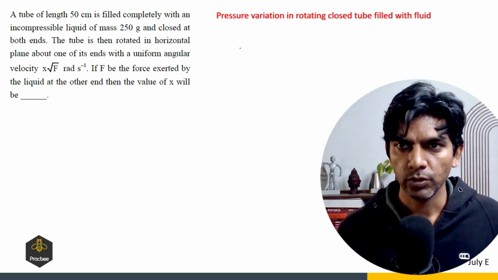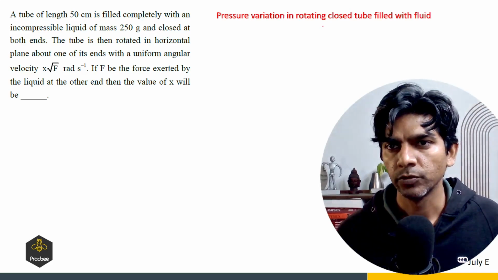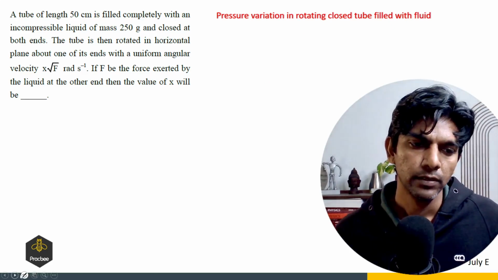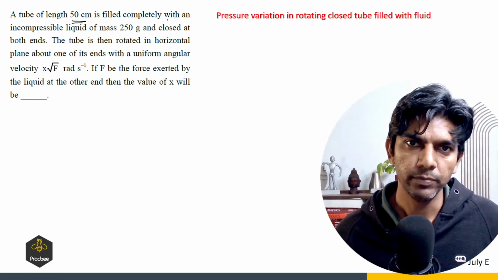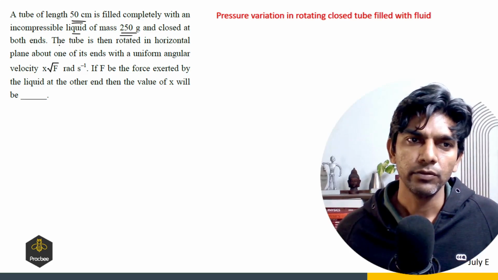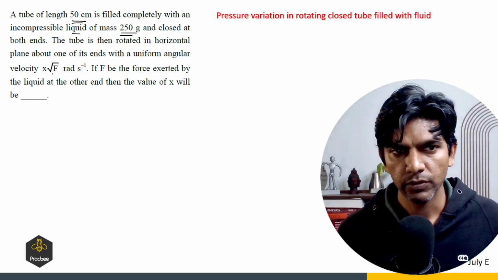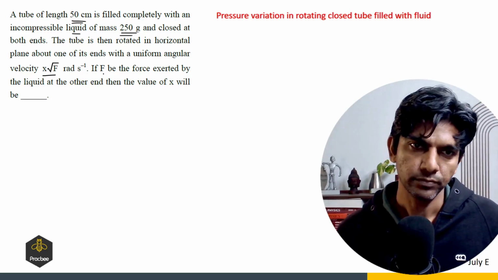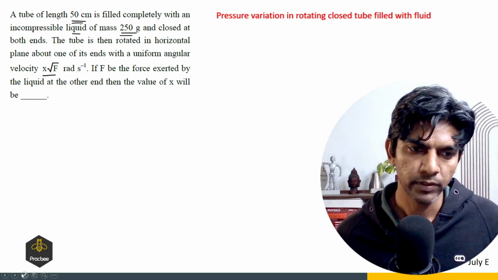Right, so let us see the next problem type, which is based on pressure variation in a rotating closed tube filled with fluid. Here we are given a tube of length 50 centimeter, filled completely with incompressible liquid of mass 250 grams and closed at both ends. The tube is then rotated in a horizontal plane about one of its ends with a uniform angular velocity, which is x into root F. If F be the force exerted by the liquid at the other end, then the value of X will be.